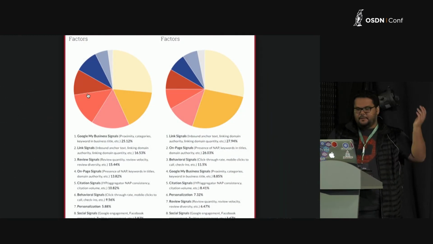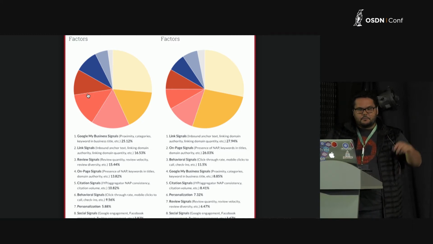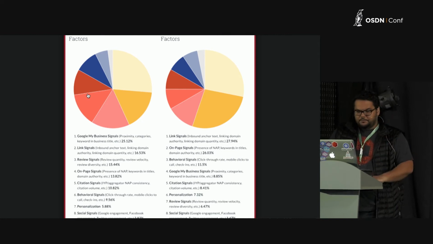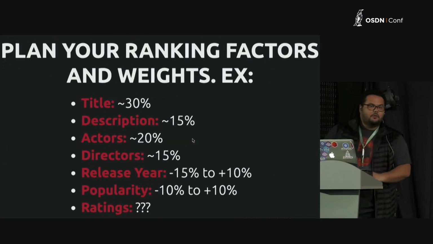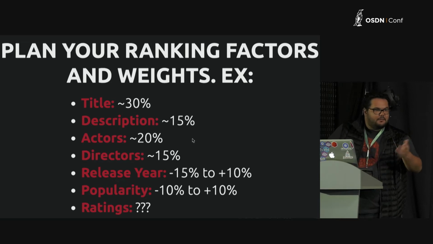This is just an example of some research on how Google distributes the ranking factors for local search. One of the main things here is link signal. Link building is very important for Google for ranking. And when we talk about ranking factors, usually you have to start guessing what your ranking factors are. So you say, okay, title will be worth 30% and description 15%, actors 20, and so on.